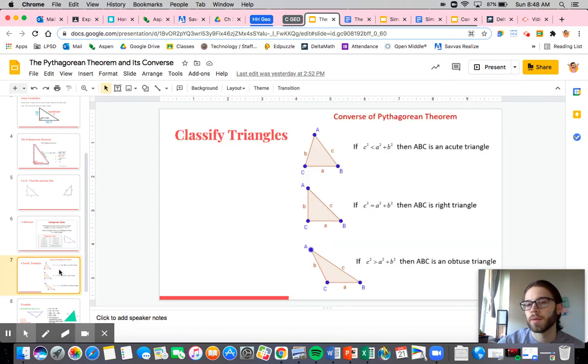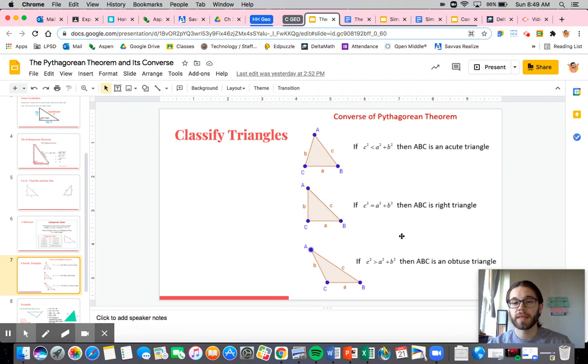All right. Now, let's move on to classifying triangles. This comes from the converse of the Pythagorean theorem. Before, we knew we had a right triangle, and because it's a right triangle, we have a squared plus b squared equals c squared. Now we don't know if it's a right triangle, but if I plug it into the Pythagorean theorem and it works, then it's a right triangle. That's all the converse is saying.